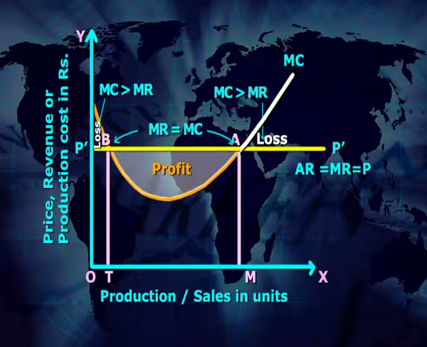So, finally, point A is the optimum point for the production, and at this point MR is equal to MC, and MC is intersecting MR from below. Therefore, we can say that point A is the equilibrium point.